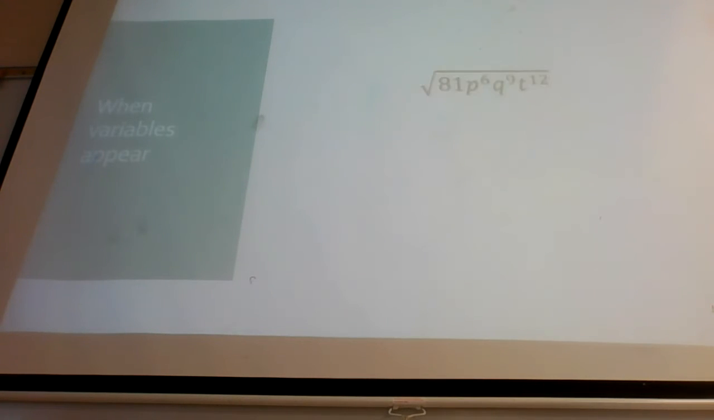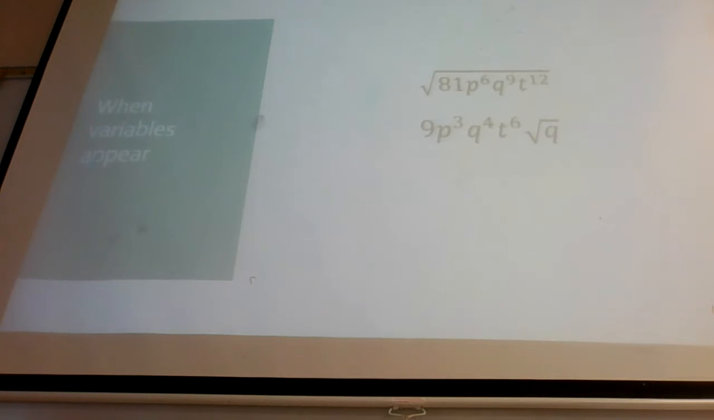Okay, when variables appear: square root of 81, p to the 6, q to the 9, t to the 12. Your coefficient is a perfect square, so that's going to become 9. The even ones you just cut right in half. Half of 6 is 3, so we end up with p to the third. Half of 12 is 6, so we end up with t to the sixth.